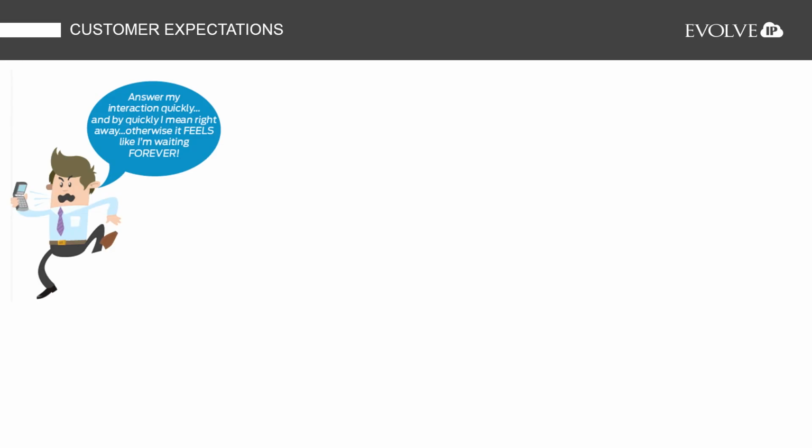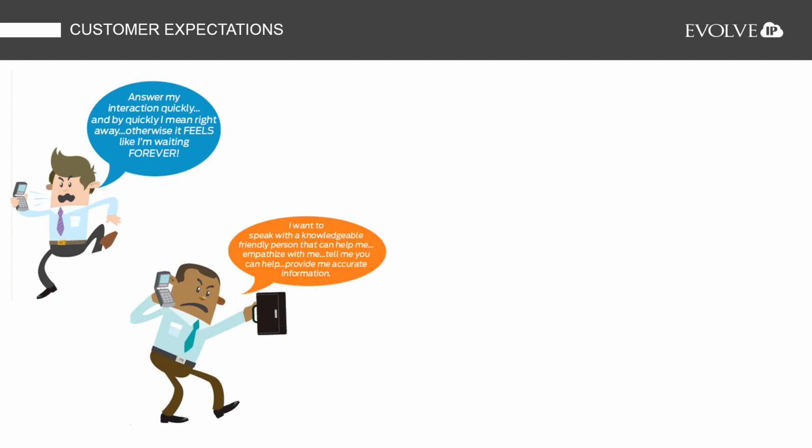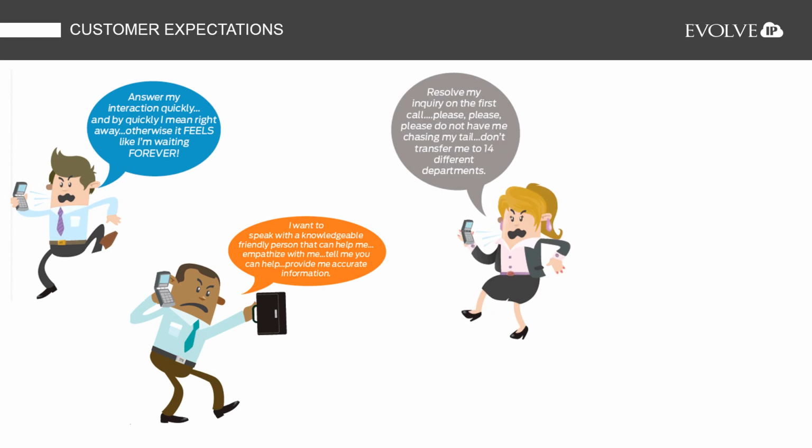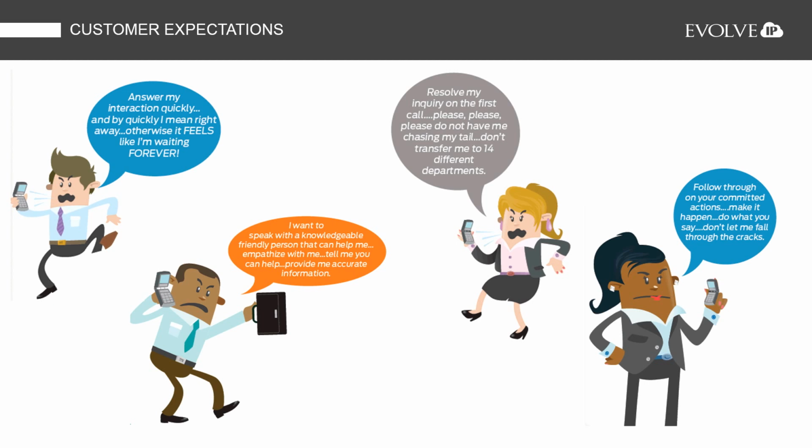First off, the customer wants you to respond quickly to their inquiry. They want the ability to communicate via their preferred channel: call, text, email, chat, social, whatever it may be. They want to work with a knowledgeable, friendly person who can help them and provide them with accurate information. They want an agent to address their needs on first contact. They don't want to be transferred all over the company where they have to repeat their story multiple times. And if the agent can't resolve things on that first interaction, the customer wants to know what will happen next. They also want clear expectations on when things will occur.